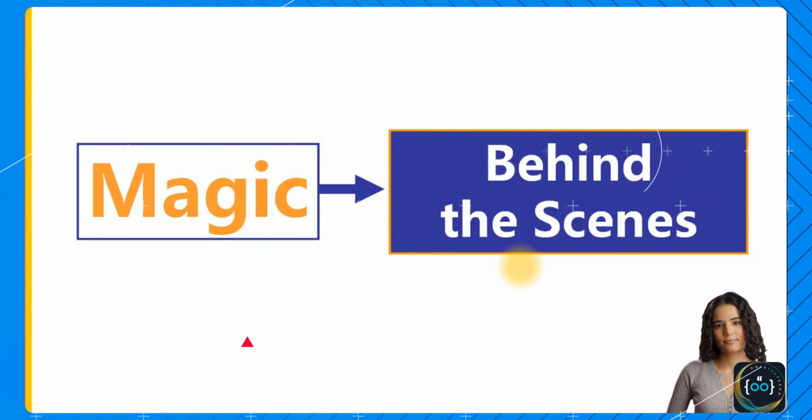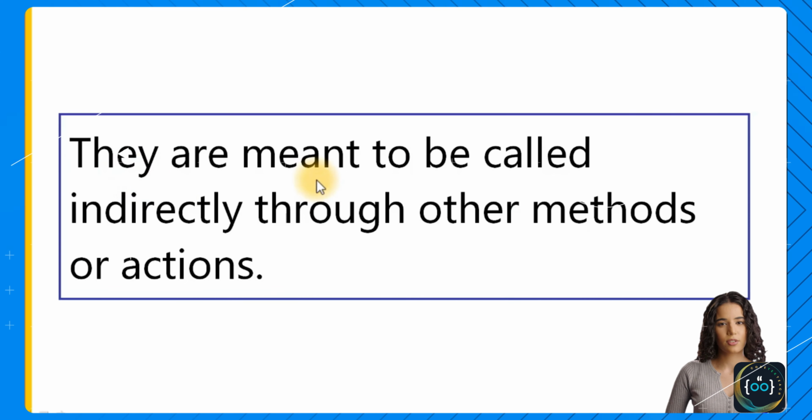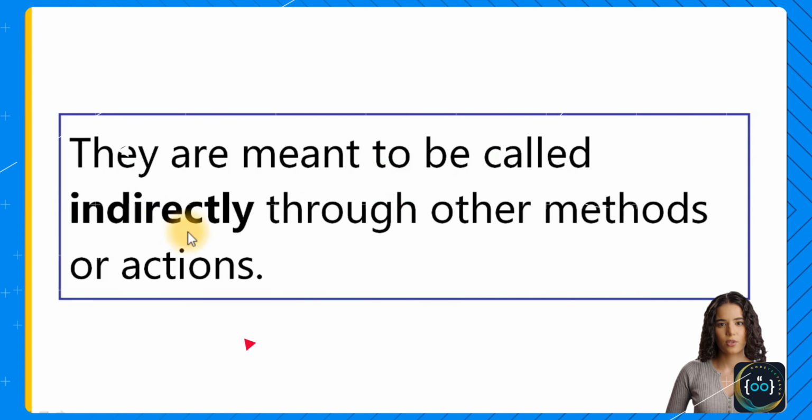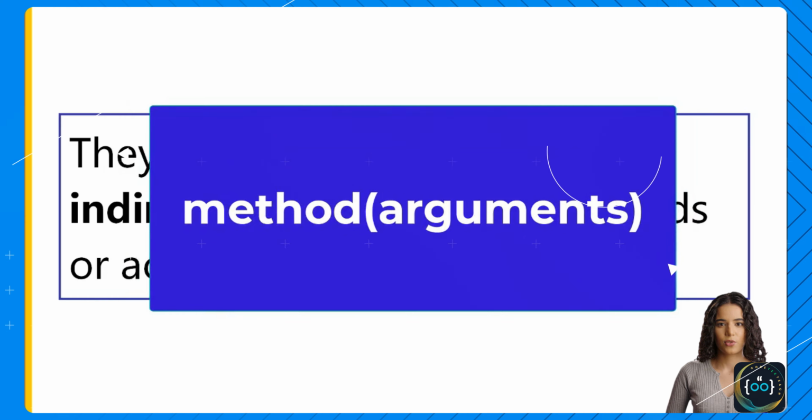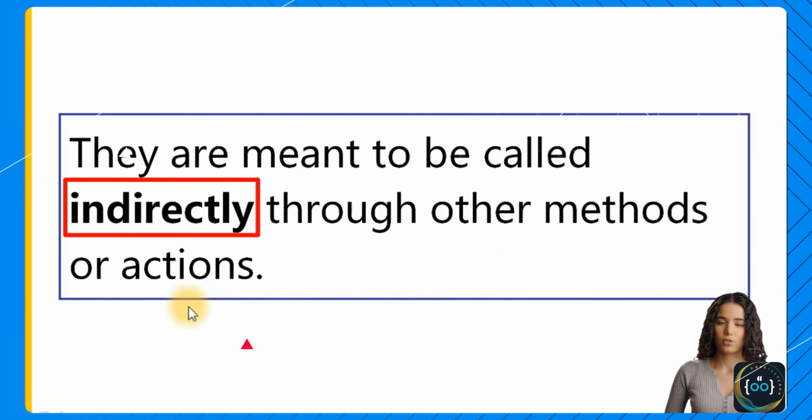But they act behind the scenes. They act indirectly. They are meant to be called indirectly through other methods or actions. We're not going to call them like we usually do, writing the name of the method and passing the arguments. We're going to call them indirectly through other methods or actions.